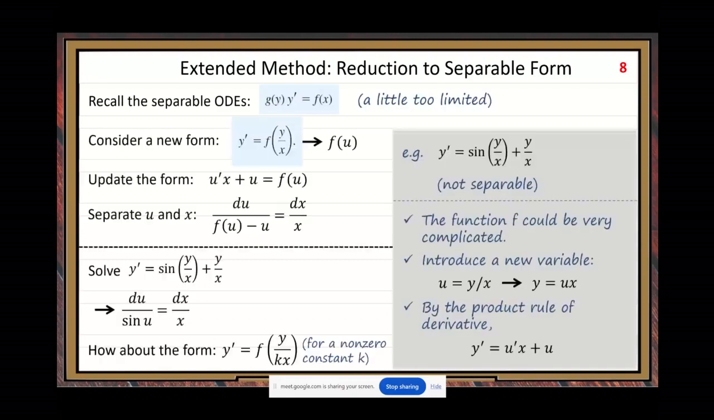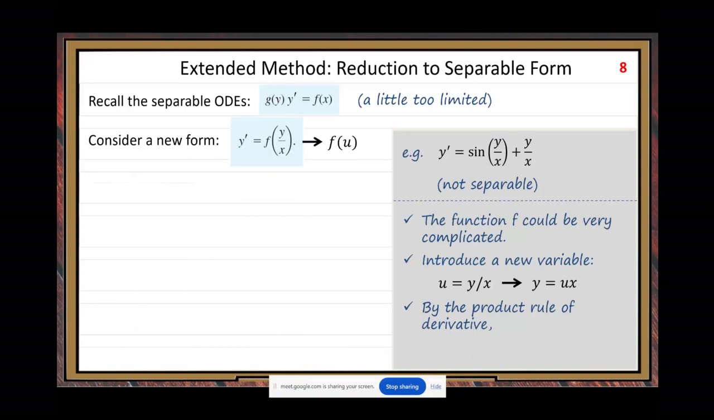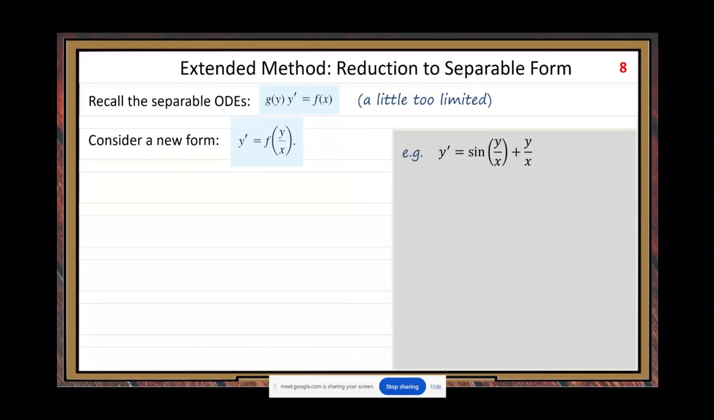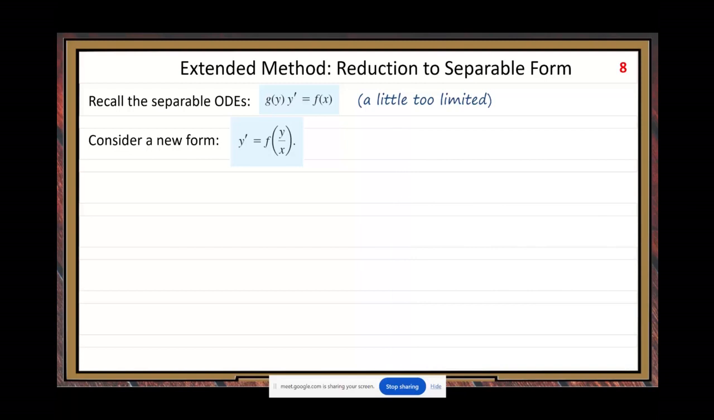Let's recall. We consider this new form. Inside the function, you have a y over x structure. In general, this one is not separable, right? X and y are inside the function parentheses. How can you separate x and y? Think about that.